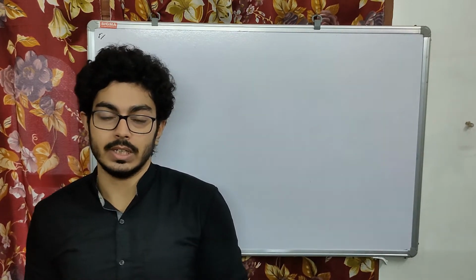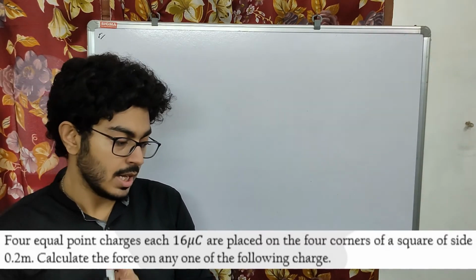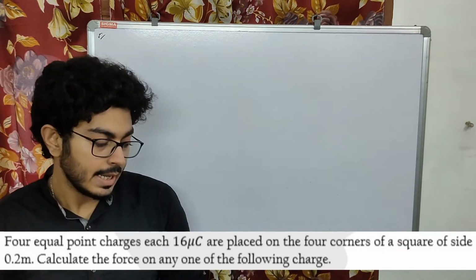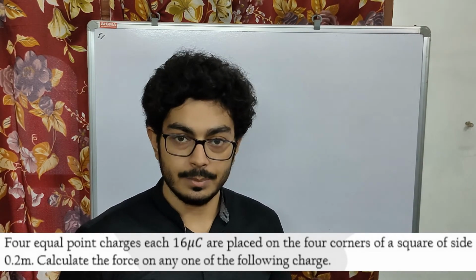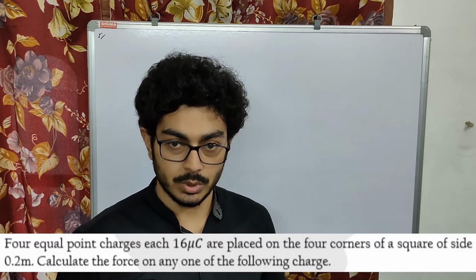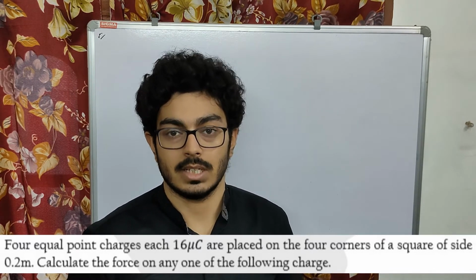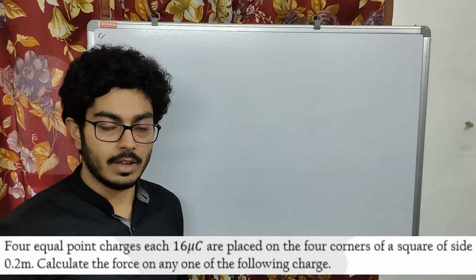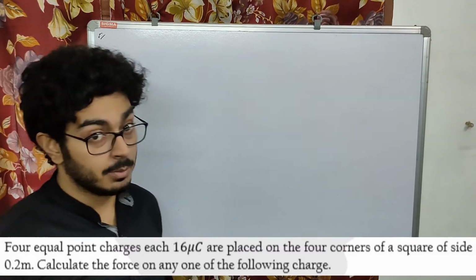Okay. So our next question comes to the screen. It says that 4 equal point charges, each 16 microcoulomb, are placed on the 4 corners of a square of side 0.2 meter. Calculate the force on any one of the charges. This is very easy. I am just showing you the concept of how to do this, and you are going to find out the answer and write it in the comment section. I have belief in my students that they will definitely do this and write in the comment section.